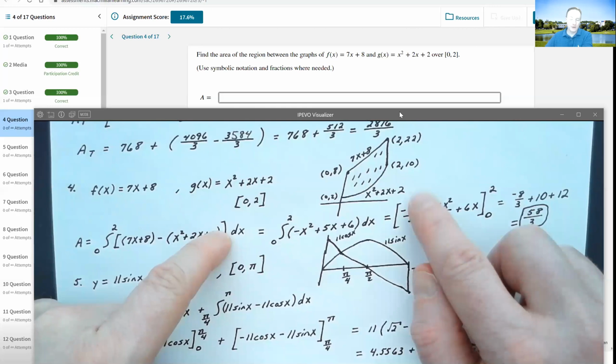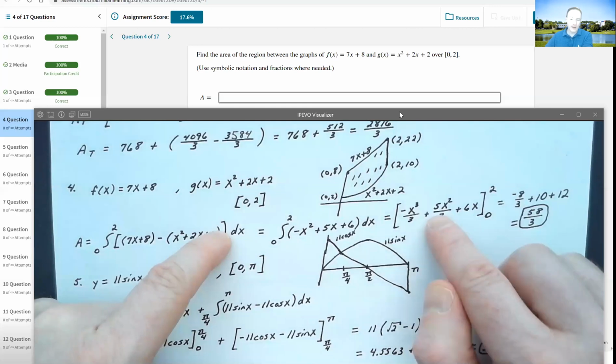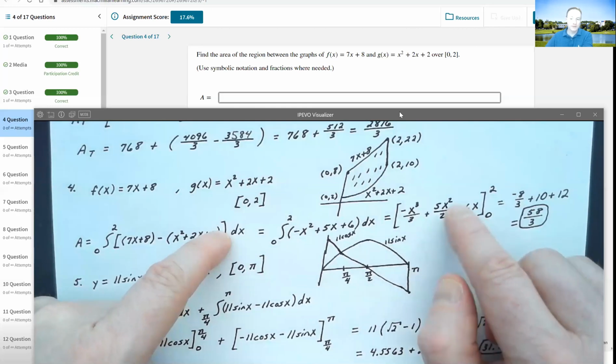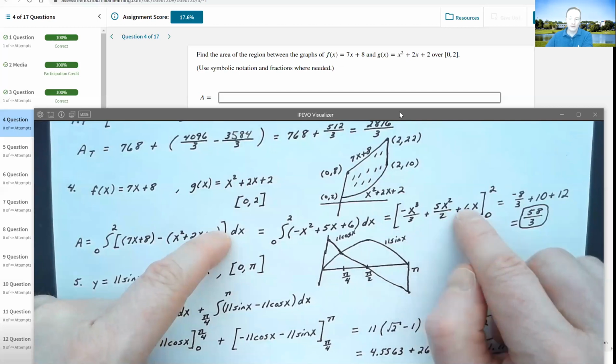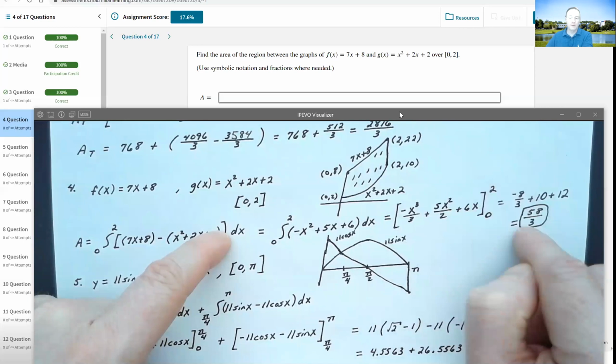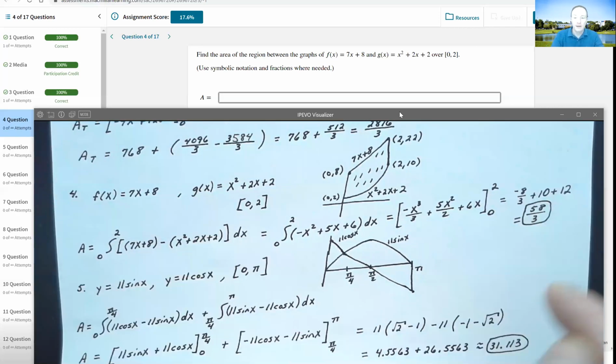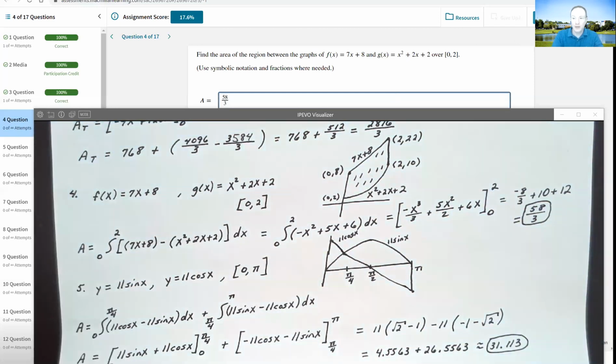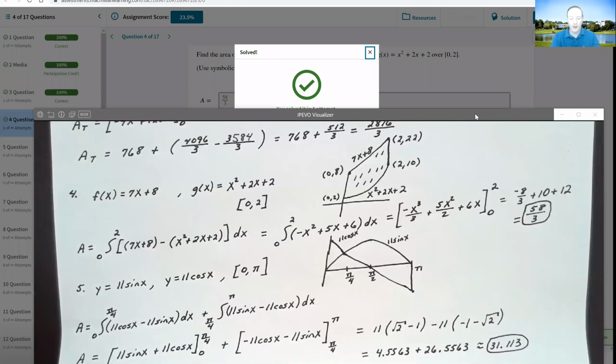I get negative 8 over 3 plus 5 times 4. That's going to be 20 plus 12. Whenever you add those together, again, they're wanting fractional answers, 58 over 3. And I'll go ahead and put that in here, 58 over 3. Check that answer. Correct. Up next here, guys, for number 5.